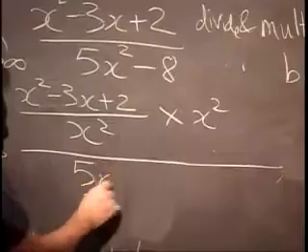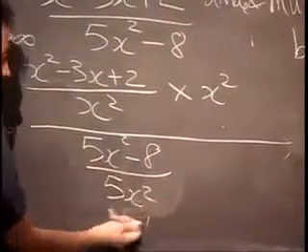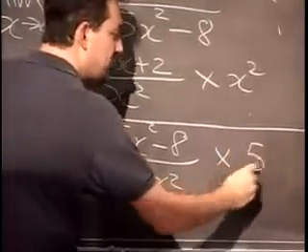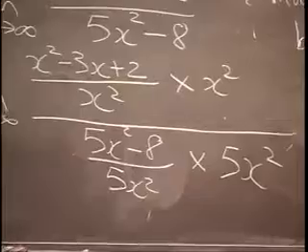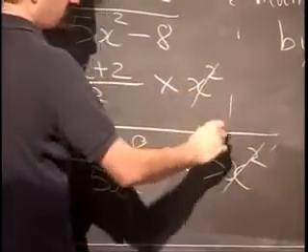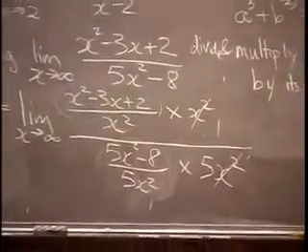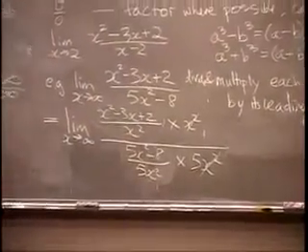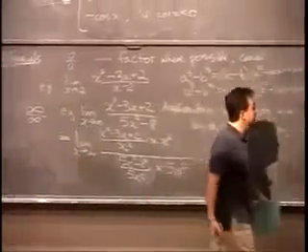5x squared minus 8 behaves like its leading term, 5x squared. So I divide and multiply by 5x squared, etc. The beauty of this is that these cancel out and you just get 1/5, and then you've got to show that each of these goes to 1, which is not very difficult. Again, I've done plenty of examples like this in previous weeks.